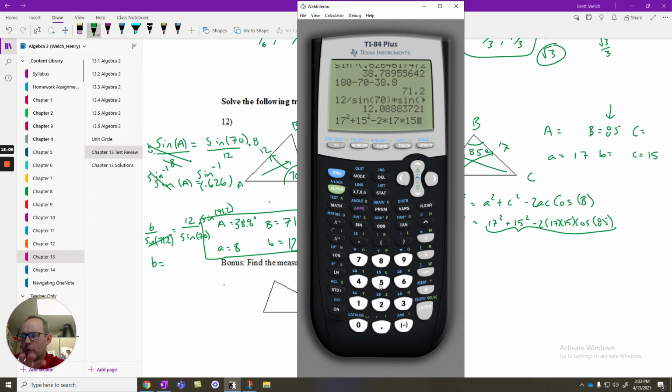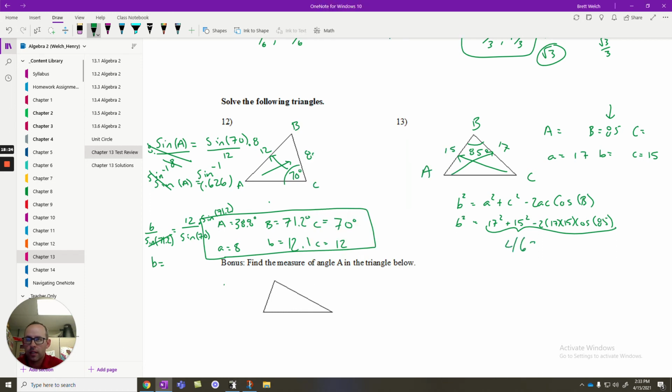I have a lot of students who will right here hit enter. Don't ever do that. There's still a multiplication of cosine. I'm going to put cosine 85. Now that I've got everything typed in, we can press enter. We get 469.55. So over here, 469.55 equals not b, it equals b squared. So to get b, I'm going to need to take the square root of that.